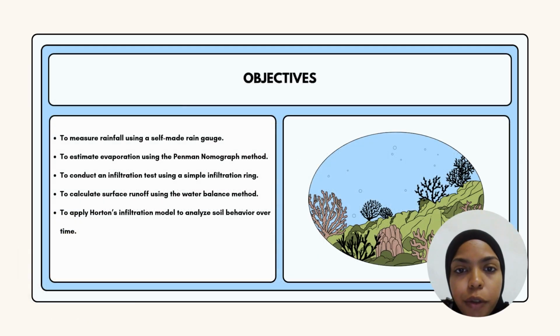Going through the objective of our project, it was to measure rainfall using self-made rain gauge, to estimate the evaporation using Penman nomograph method, to conduct infiltration test using simple infiltration ring, to calculate surface runoff using water balance method, to apply Horton infiltration model to analyze soil behavior over time.